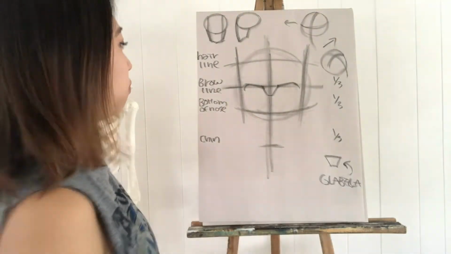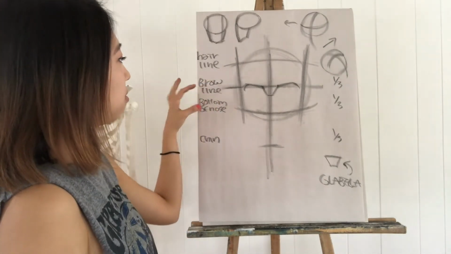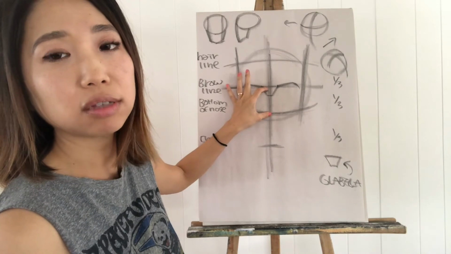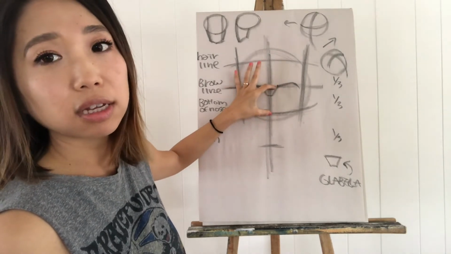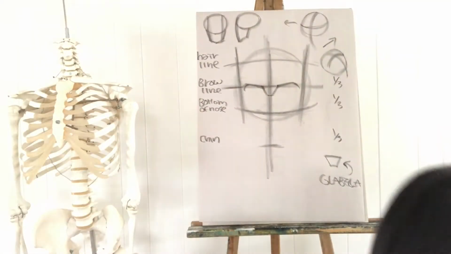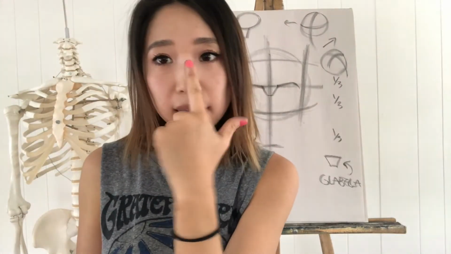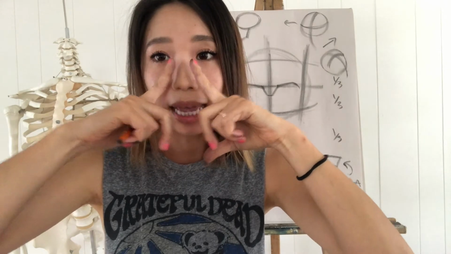So the nose, of course, is going to be sitting in between the brow line and the bottom of the nose. Make sure that the robot nose fits into this little section over here in the middle. With the nose, you have to be careful to create the top plane, the side plane, and also the bottom plane. So we have three major planes for the nose.